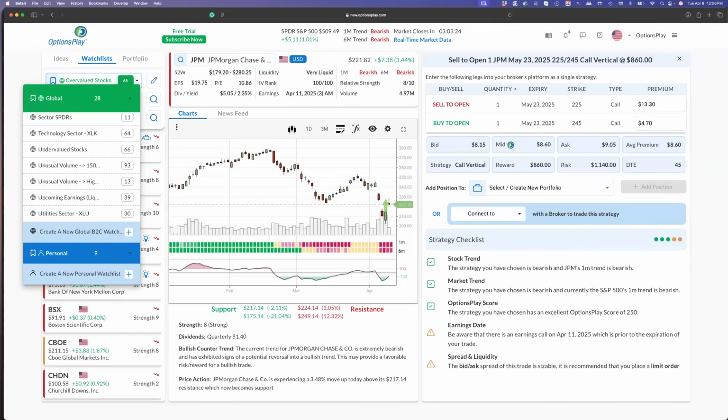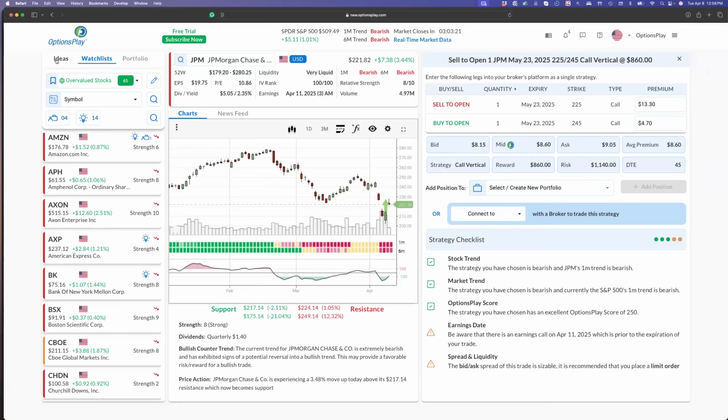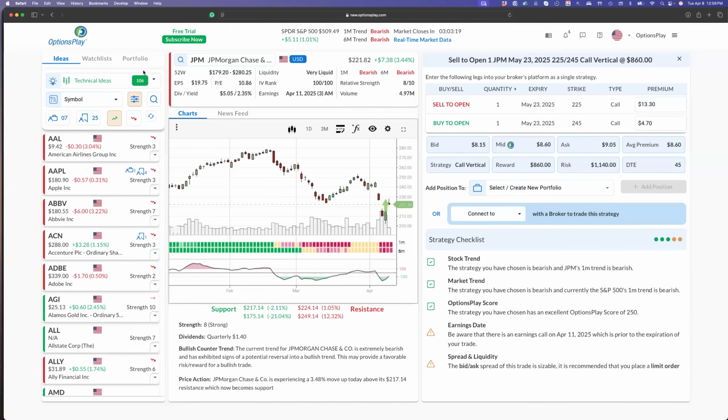I thought this platform would provide a trading signal. So the best trading signals come from the ideas section.